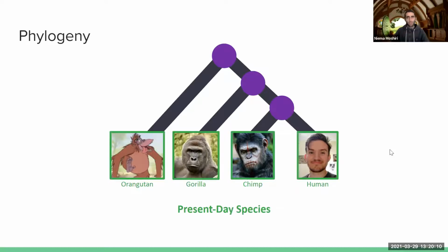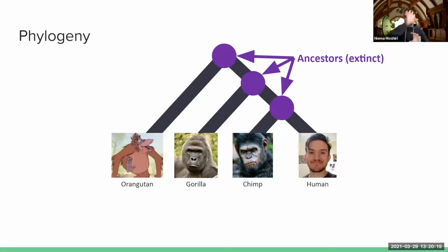And in general, with an evolutionary tree, the present day species represent the leaves, those bottom tips of the tree. And then the internal nodes, the internal points in the tree, are the ancestors. In general, the present day species are currently alive, and ancestors we generally assume to be extinct.